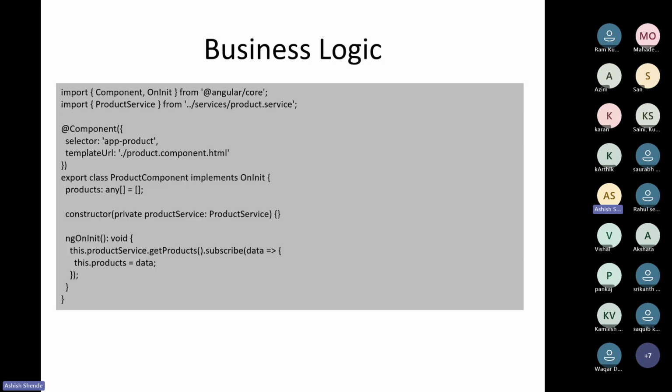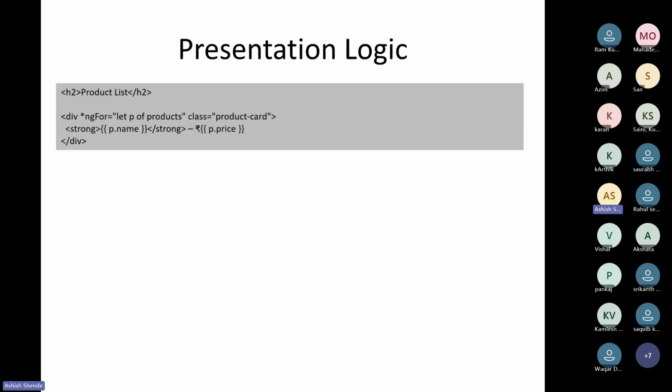Now your data is available in products. As I said, there are two-way bindings. Right now this.products is updated. When the data is updated in products, the let p of products, it's ngFor, just like a for loop. Whenever data is updated in products, this div with ngFor will get rendered.